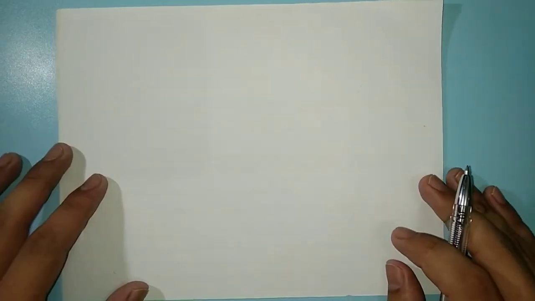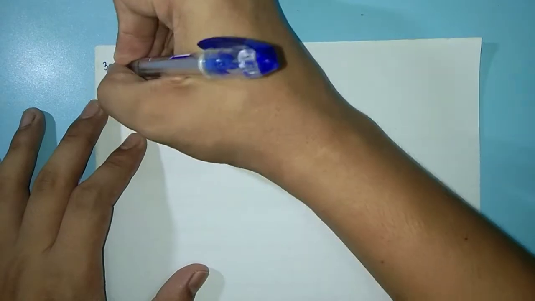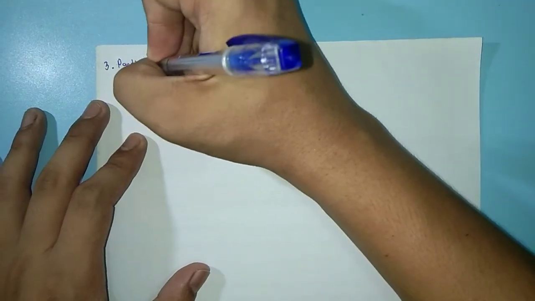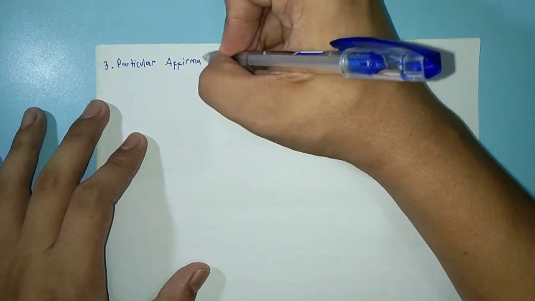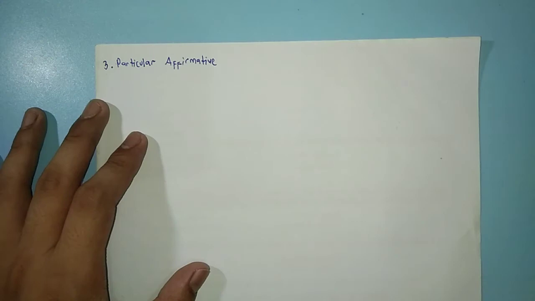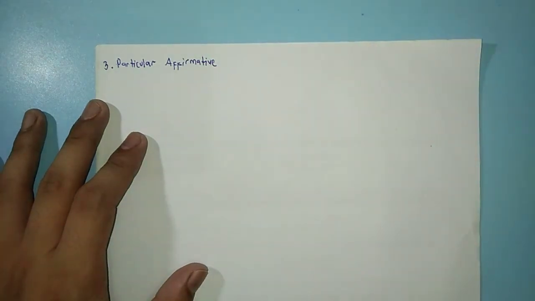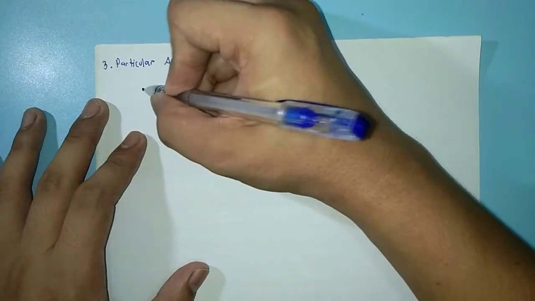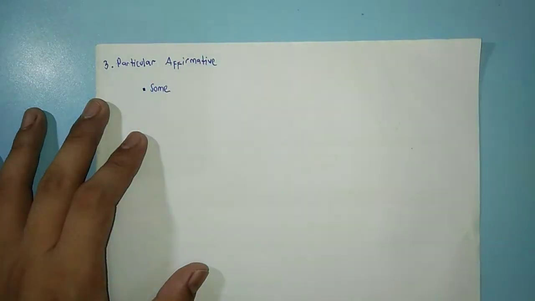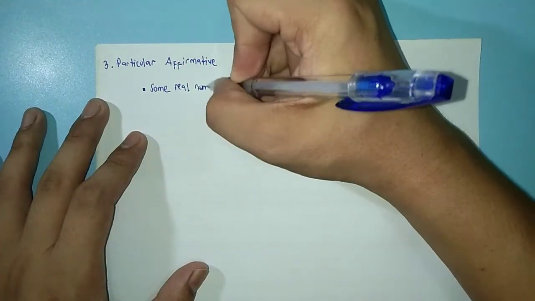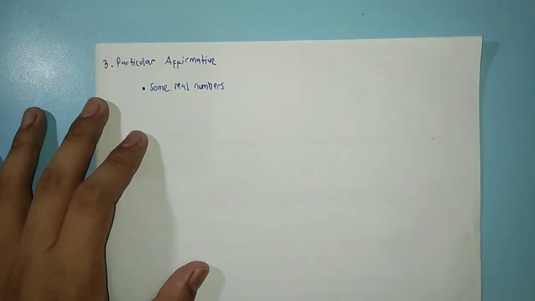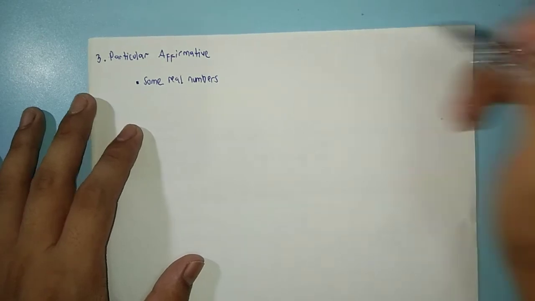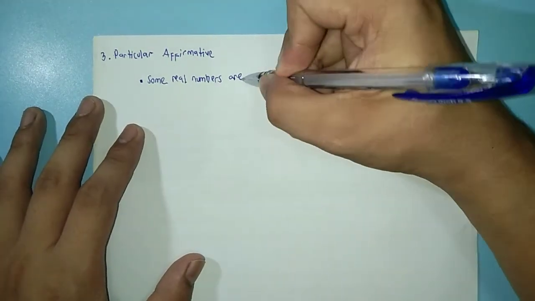Let's have particular affirmative. Okay? So number 3, particular affirmative. So, sa particular affirmative, so for example, meron tayong statement na ganito, some real numbers. So, ito, for some naman, di naman to for all. So, existential quantifier yung gagamitin natin. So, some real numbers are integers.